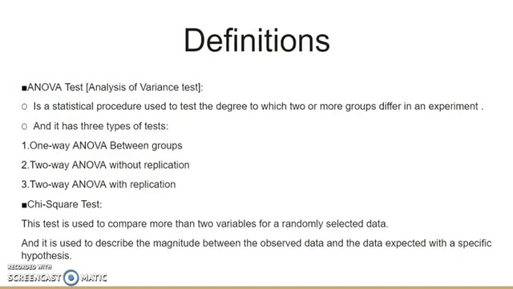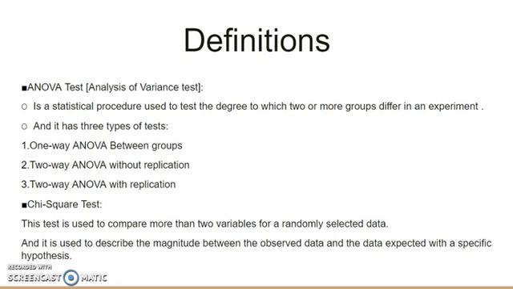For the definitions, ANOVA test, also known as the analysis of variance test, is a statistical procedure used to test the degree to which two or more groups differ in an experiment. And it has three types of tests. One-way ANOVA is used between groups, two-way ANOVA without replication, and two-way ANOVA with replication.